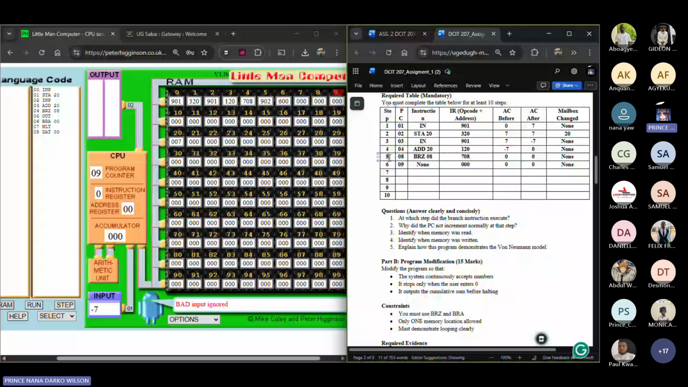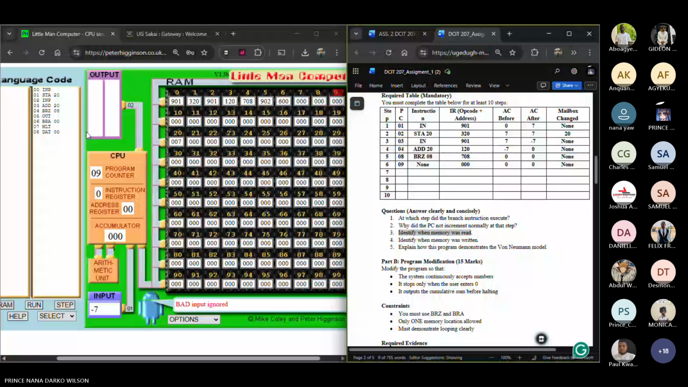So memory was read when we were doing the add instruction. During the add instruction, the program went straight to memory and retrieved the stored data, the 7 that was in 20. So during the add instruction, that's when the memory was read. You write that: during add 20, or at step 4 during add 20.